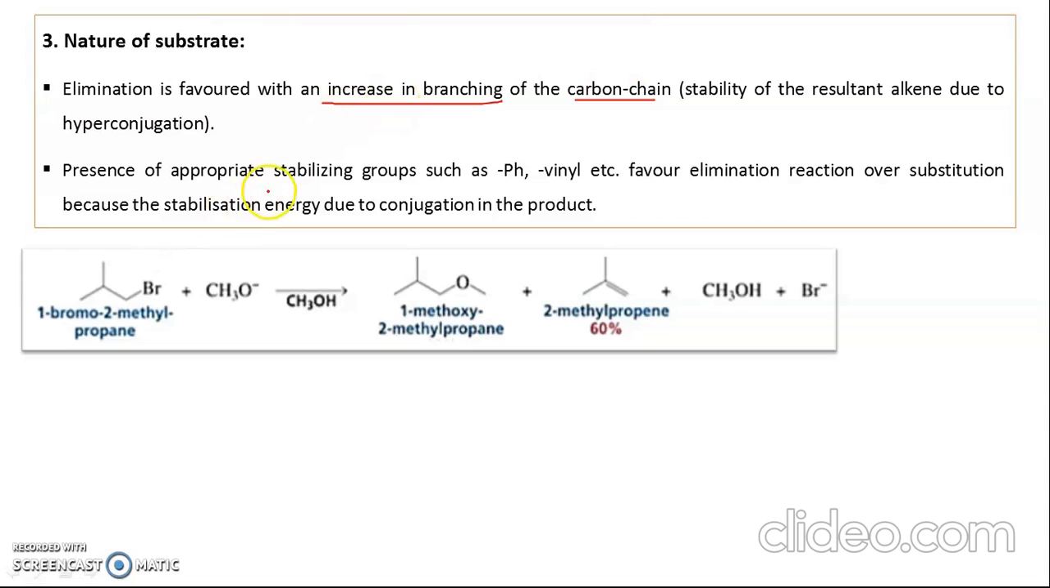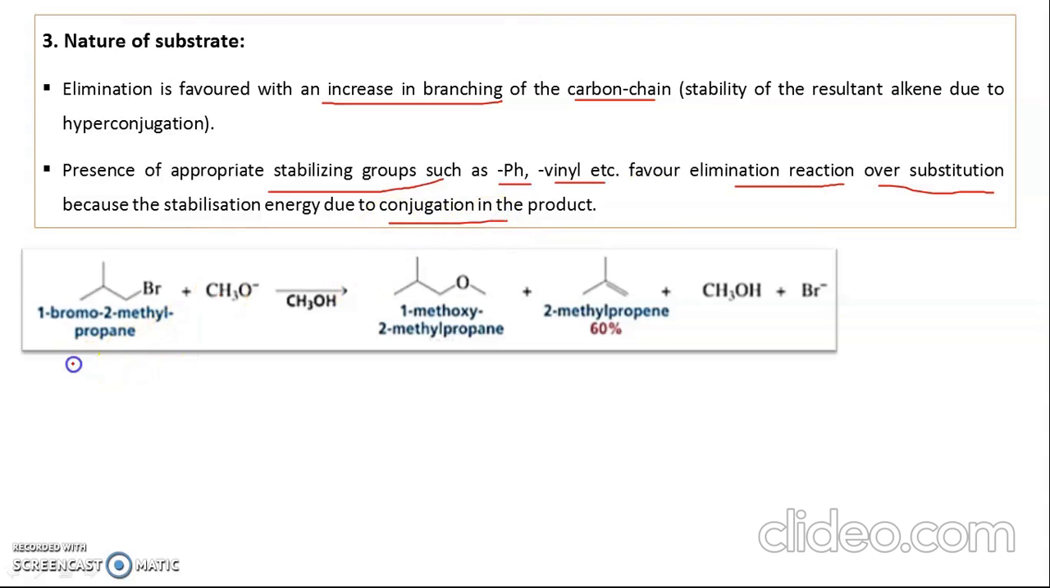Another reason is presence of stabilizing groups. If they are already present in our starting material, for example phenyl, vinyl, etc., that will also favor elimination reaction, because if the newly generated double bond is just beside the vinyl group or phenyl group, then there is a chance of resonance, conjugation. So that is the driving force that elimination will win over substitution. So here the driving force is conjugation.